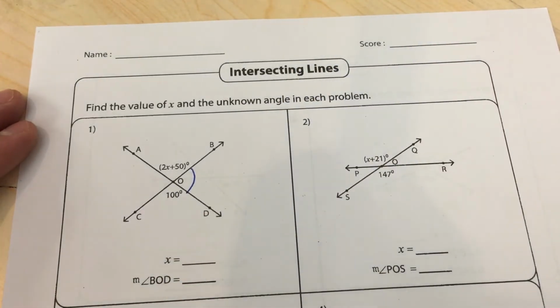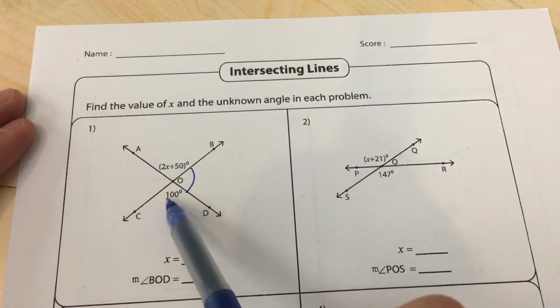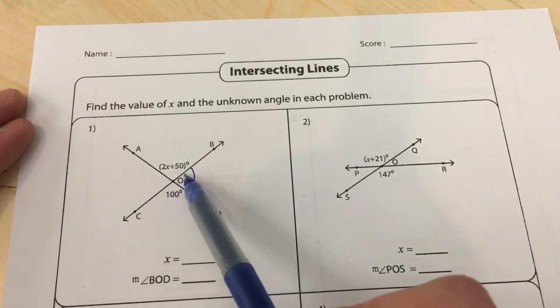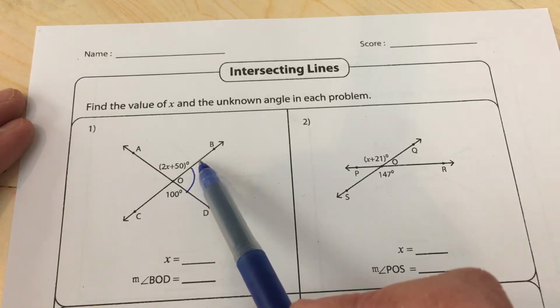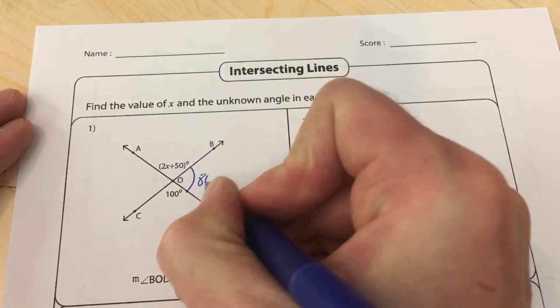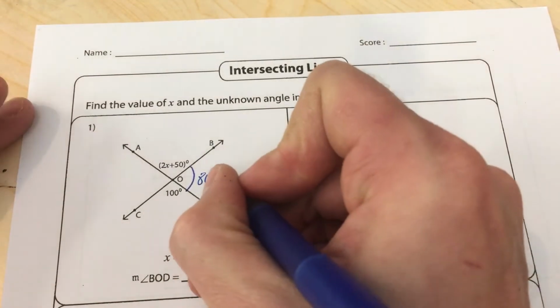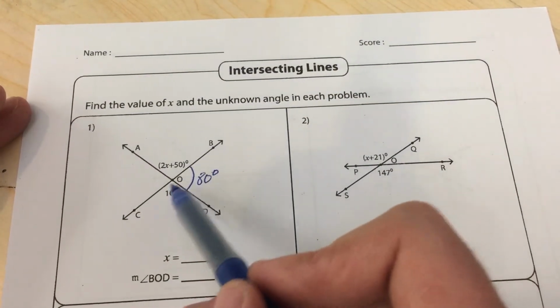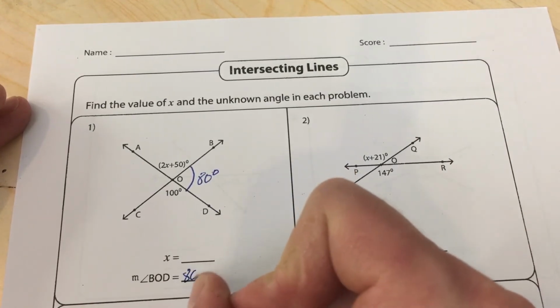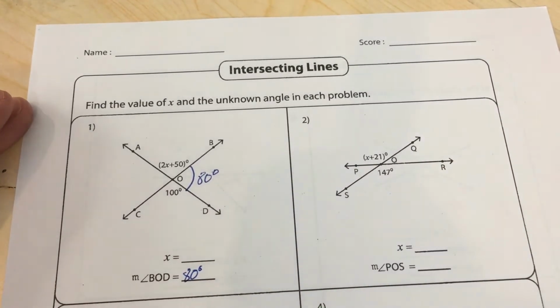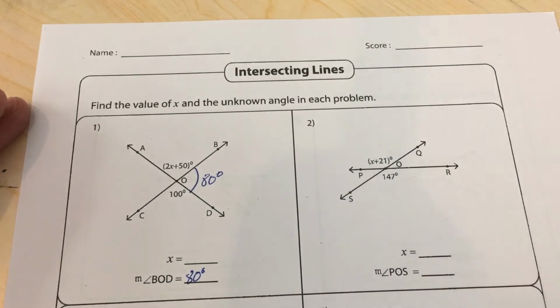Well, that one's actually pretty easy to answer in this case, because we know that this is 100, and we know that a straight line has how many degrees in it? Well, it has 180 degrees in it. So we know that that's 80. So we already know what BOD is. We know that it's 80. Okay, you won't always be able to do that, but most of the time you can. So like number 2, you could do that.